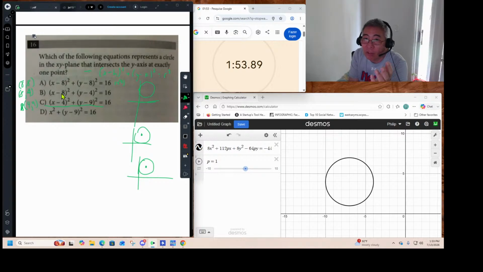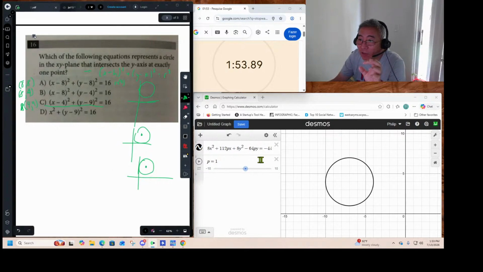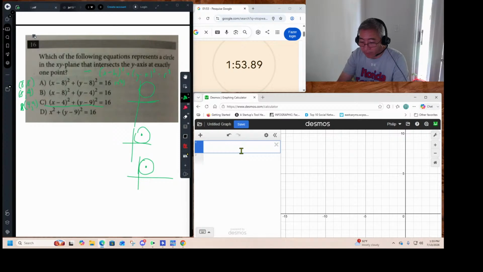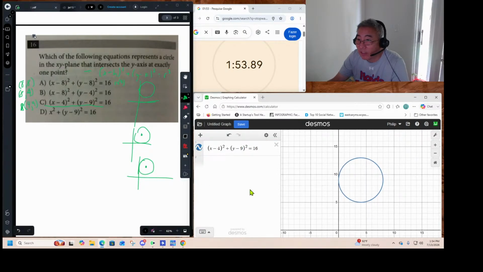And of course you could find this answer just by typing every single one of these into Desmos, right? If I typed (x − 4)², and of course this would be the third option, so I would have typed two others in here before, plus (y − 9)². And this is assuming that I didn't know what I was doing, what 16 meant, or what 4 and 9 meant. But you can see it draws this little picture here, and I could see that it perfectly touches the y-axis. Once I type in option C, I know that this is the right answer.